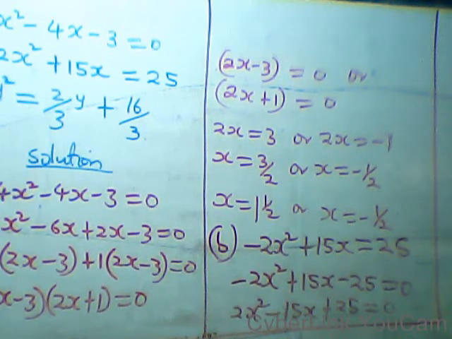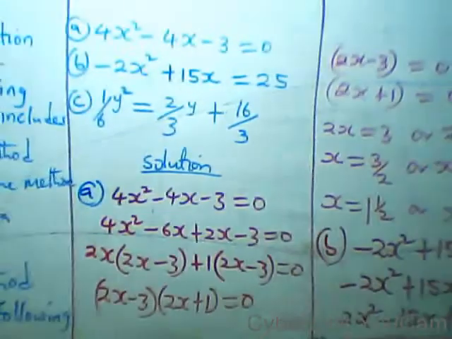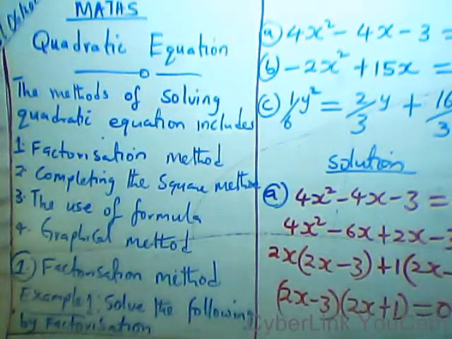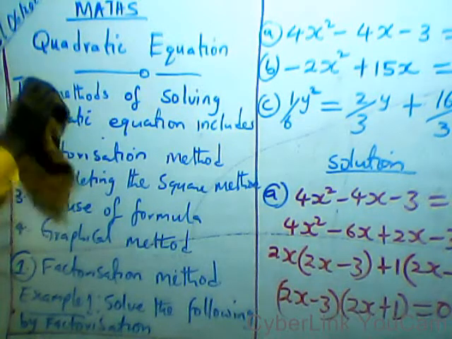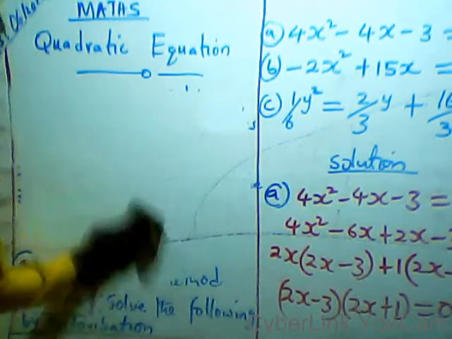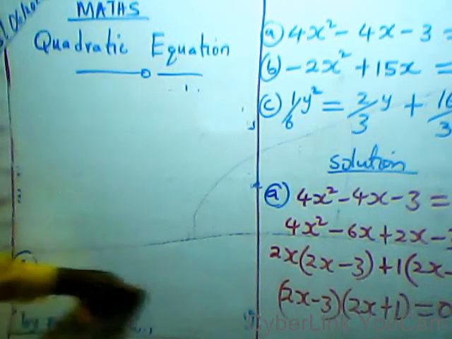Because the product of the coefficient of x squared, which is 2, and the constant there, which is 25, if you multiply them together, you're having 50. So that means that the factors there will be minus 10 and minus 5, because minus 10 times minus 5 will give you plus 50. So that is that. So that means that the factors are minus 10 and minus 5.